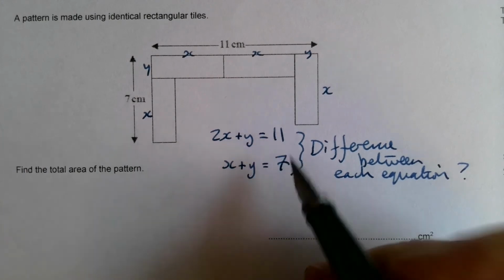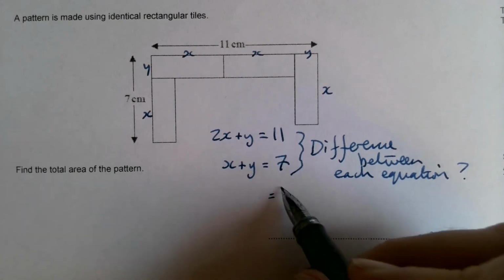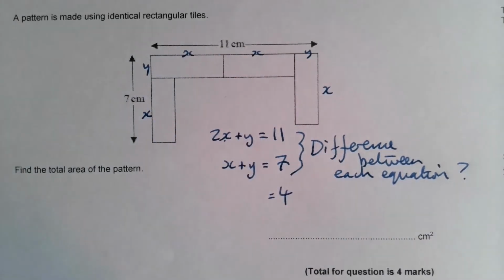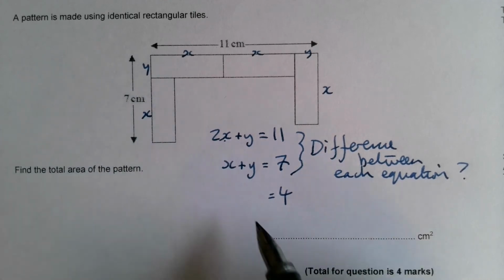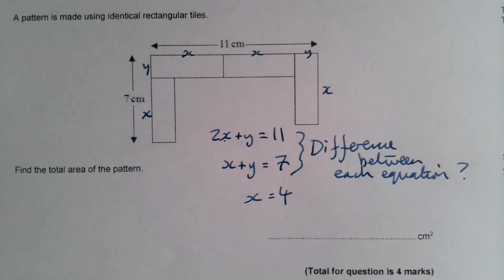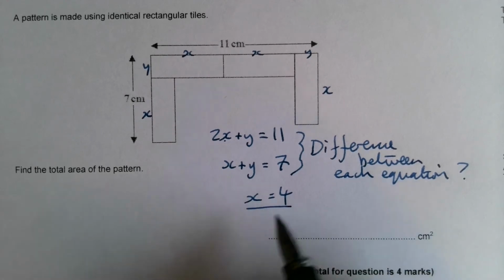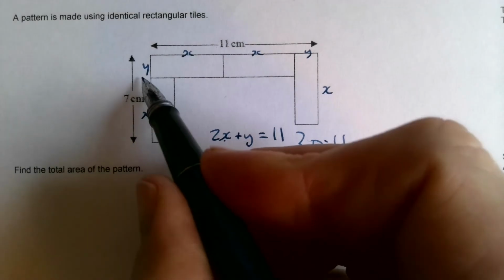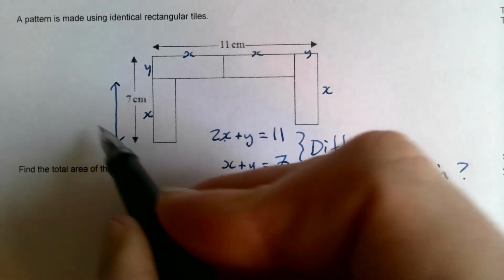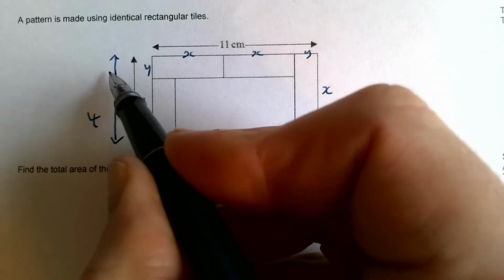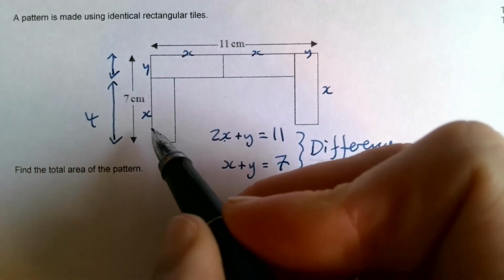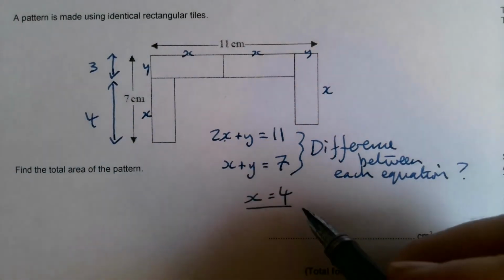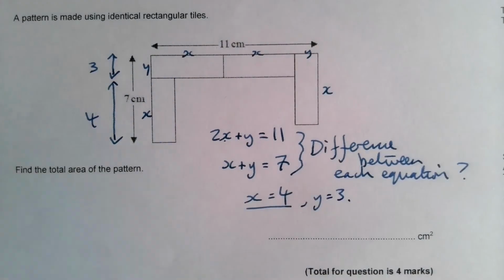So what's the difference between 7 and 4? And what's the difference between x plus y and 2x plus y? Well, it's the same, except we've got an extra x. So one length must equal 4. And if one length is equal to 4, this length here, if the whole length is 7 and that is 4, then it's obviously not been drawn to scale, because that must be 3, because 4 add 3 is 7. So I can say that y equals 3.